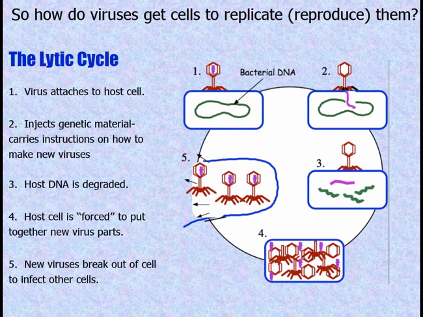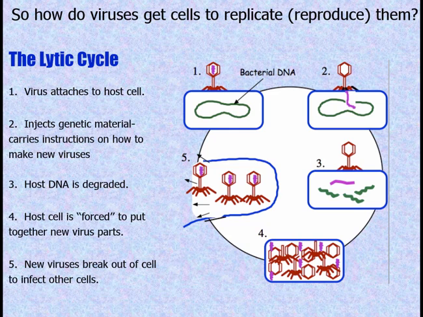Number four, the host cell is forced to put together new virus parts. That pink DNA in the diagram, all that DNA says is how to build new viruses. And every cell, whether it's a bacteria or one of your cells, our cells do what the DNA tells them to do. And if they've been injected with DNA that says build viruses, the cell says, okay, I'm going to build some viruses. And it starts building virus parts.